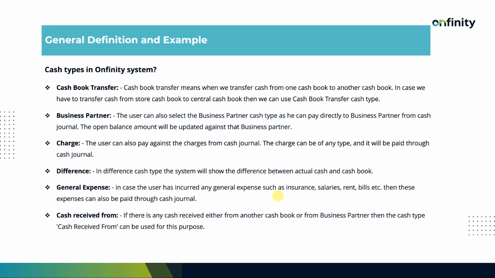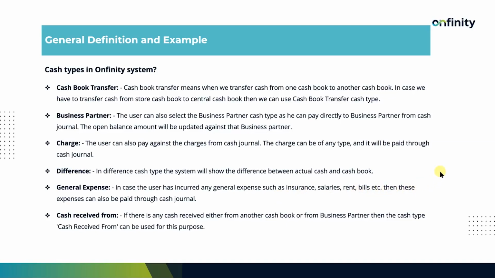In the difference cash type, the system will show the difference between actual cash and the cash book. In case the user has incurred any general expense such as insurance, salaries, rent, or bills, then these expenses can also be paid through the cash journal.